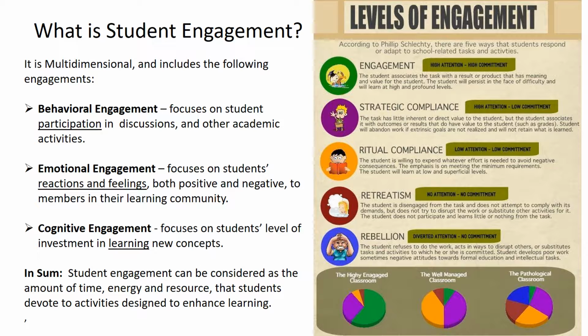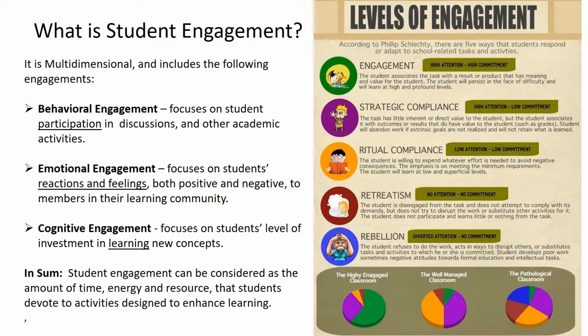Above that level, you have retreatism, and students at this level of engagement are disengaged from tasks and they don't comply with demands of their instructors, but they do not disrupt the work of others, neither do they pass off activities to other students. Then you have ritual compliance. Students on this level are willing to do whatever is necessary just to avoid a negative consequence from their instructor. They just focus on meeting the minimum requirements.